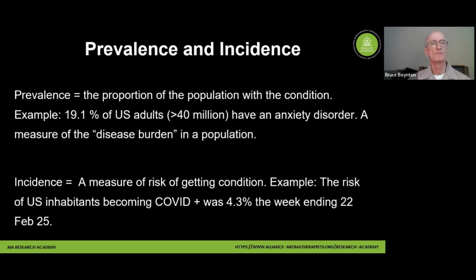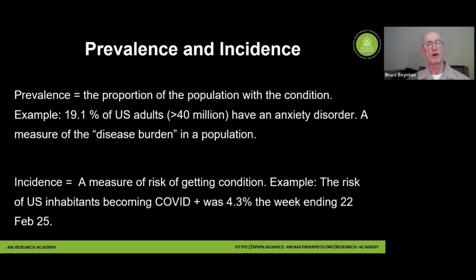Prevalence and incidence. Prevalence is the proportion of the population that has a condition. Here's an example. 19.1% of US adults have anxiety. So if we were going to cure anxiety in everyone in the United States, we'd have more than 40 million clients. So it's a very common disorder.